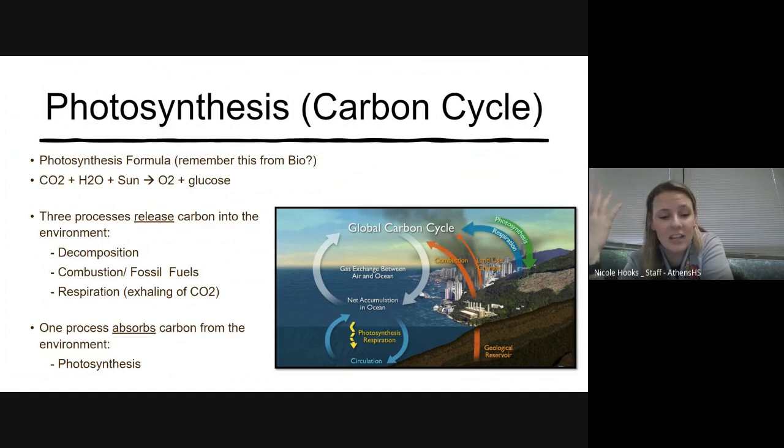Me breathing out right now, just telling you the notes, is releasing CO2 into the atmosphere. As we process sugars, we respire and breathe out CO2. The only process that can absorb carbon from the environment is photosynthesis. Without photosynthesis, we would be in trouble with the amount of carbon dioxide in the atmosphere. We are in trouble now with the amount of carbon dioxide in the atmosphere, but we'd be in more trouble. So we need to have more algae, we need to have more trees, and we need to combust less so that we can start mitigating or managing this amount of carbon in our atmosphere.